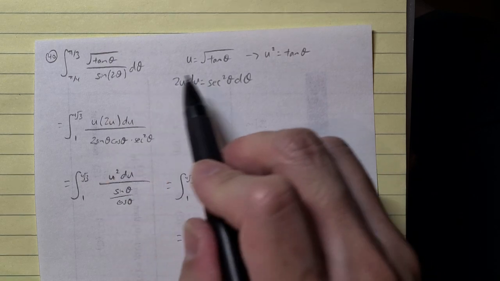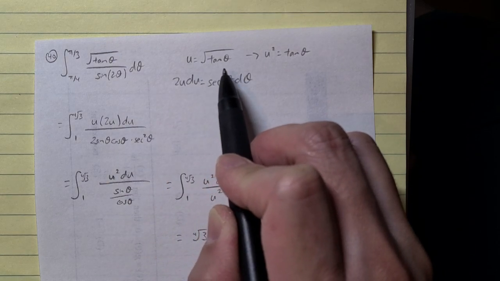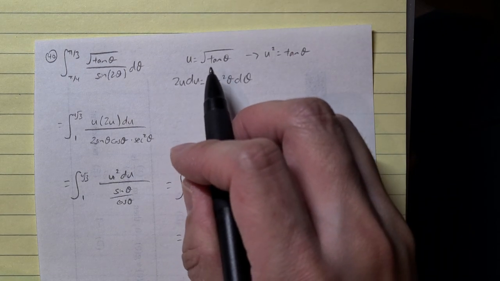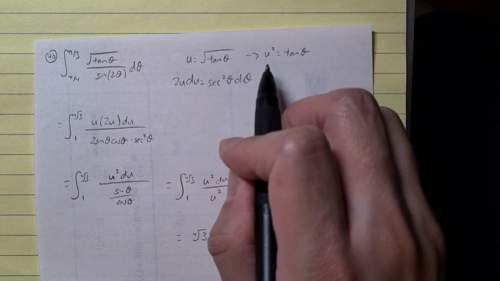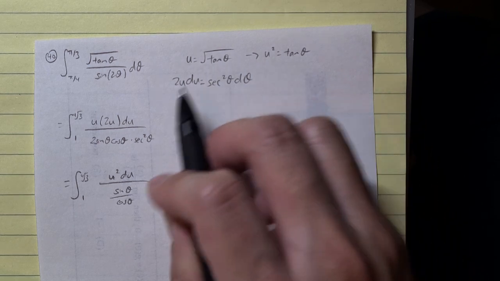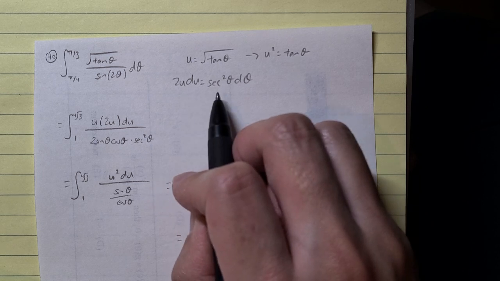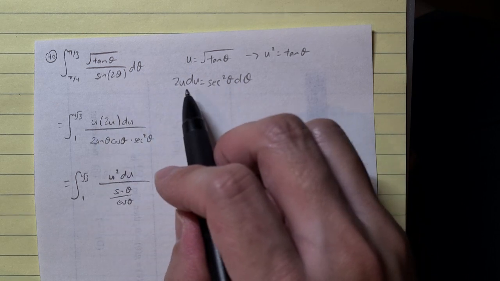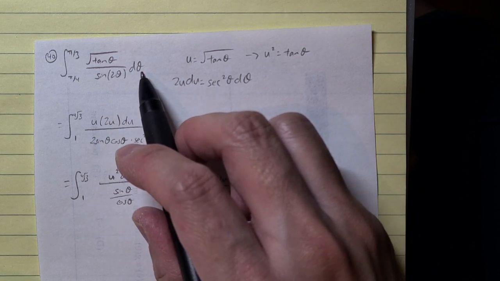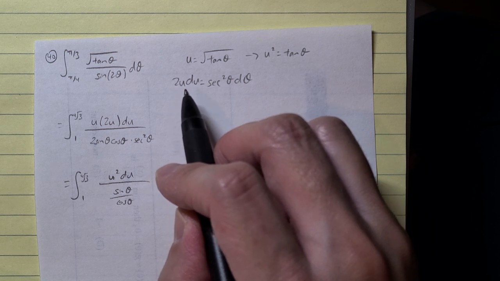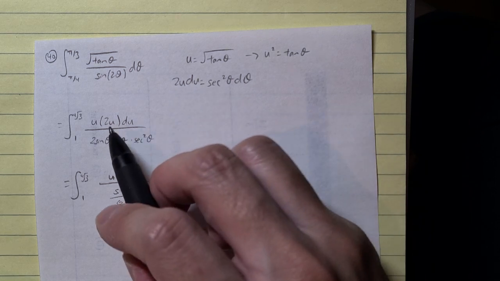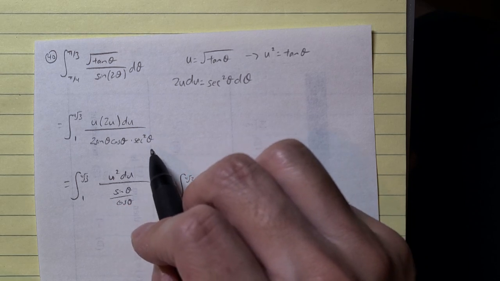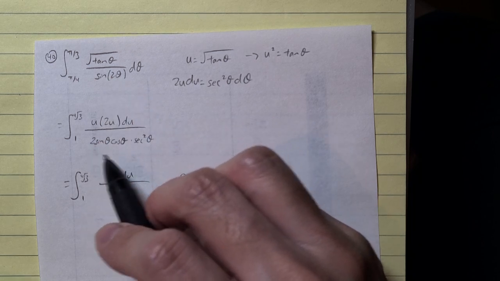I found YouTubers doing this also in a different way. So I tried it as u is square root of tangent theta. I just tried a substitution. I didn't know if it would work. Maybe it would. So remember, we can square both sides. So u squared is tangent theta. So I differentiate it from here. 2u du is secant squared theta d theta. Okay? So square root of tangent is u. And then d theta is 2u du over secant squared. So 2u du is here over secant squared. So that didn't get canceled yet. Okay, and then 2 sine theta cosine theta is still there.